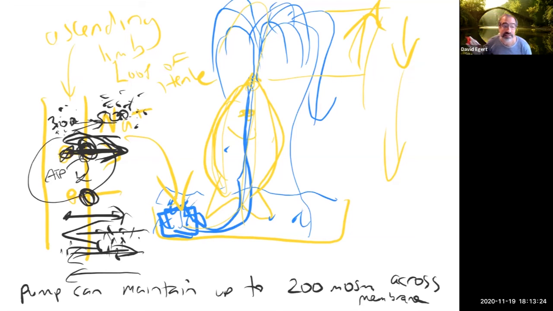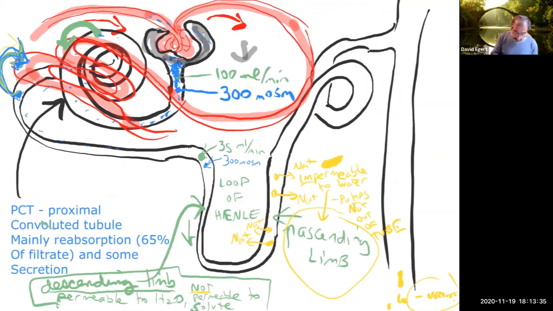So what I'm going to show you now is pretty cool. You've got to think about this loop of Henle. Again, the descending limb is permeable to water, not permeable to solute. The ascending limb is not permeable to water and is actively pumping sodium.